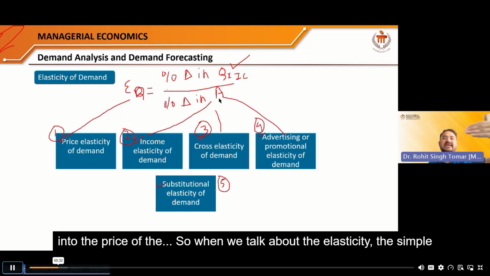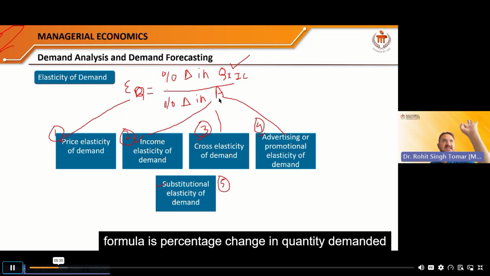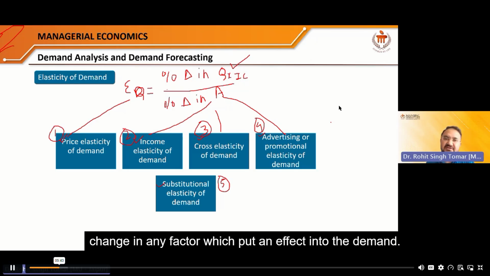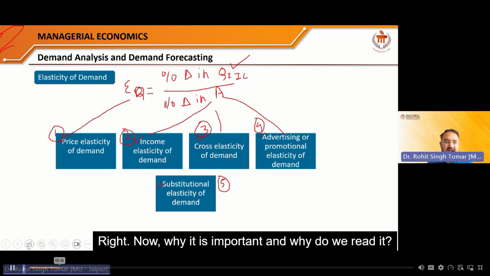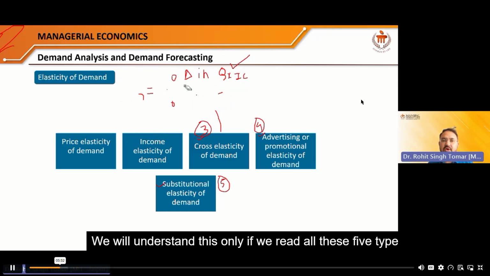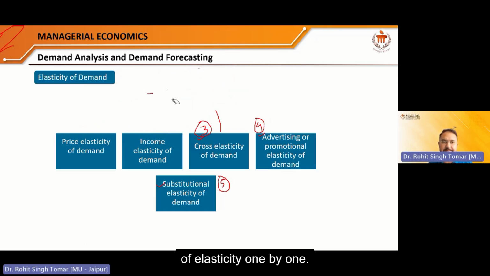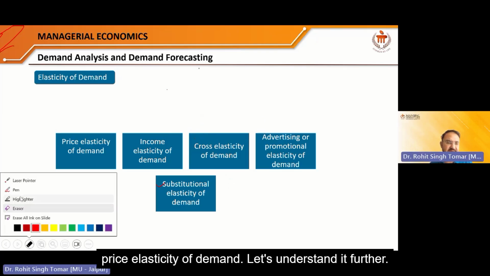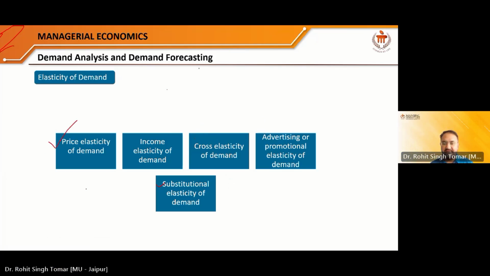So when we talk about elasticity, the simple formula is percentage change in quantity demanded of any commodity with respect to percentage change in any factor which has an effect on the demand. Right. Now, why is it important and why do we read it? We will understand this only if we read all these 5 types of elasticity one by one. So let's read the first type of elasticity, that is known as the price elasticity of demand. Let's understand it further. Right. So let's start with that.